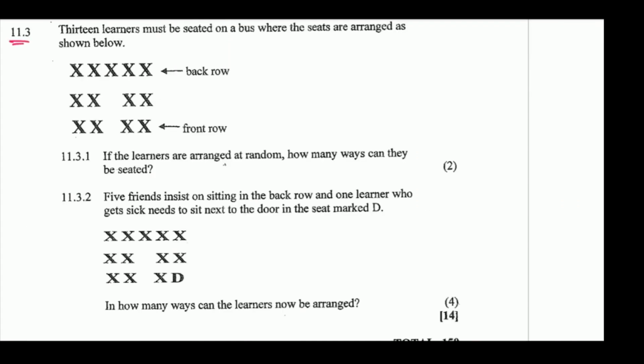So 11.3, we are told that 13 learners must be seated on a bus where the seats are arranged as follows. As you can see, this is the seating of the bus. This is the back row and this is the front row. 11.3.1, if the learners are arranged at random, how many ways can they be seated? We are told that n is 13 learners, right?